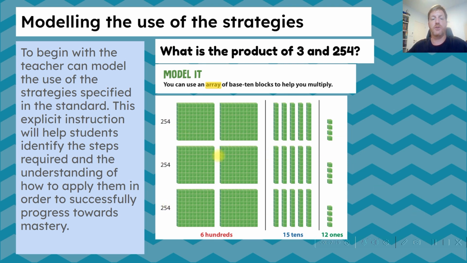So we've got 2, 4, 6 hundreds. And then we've got 5, 10, 15 tens, and 4, 8, 12 ones, which shows us that 3 times 254 is 600 plus 150 plus 12, which gives us the final product of 662.